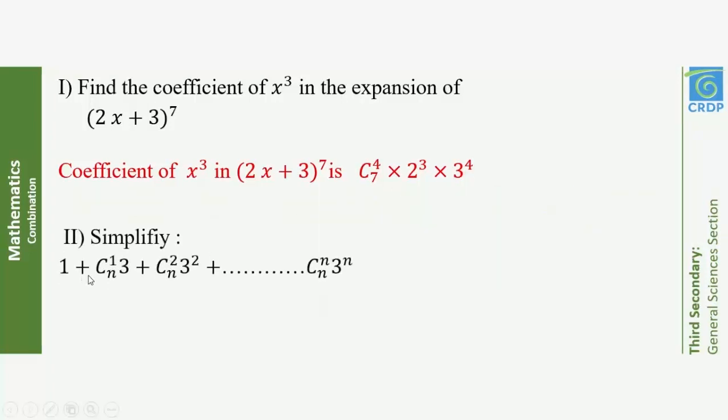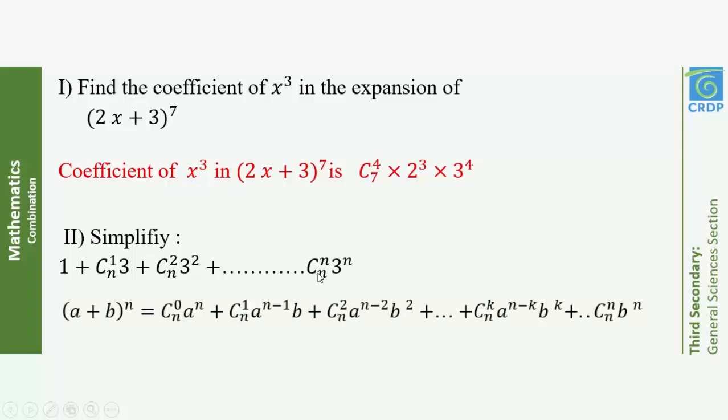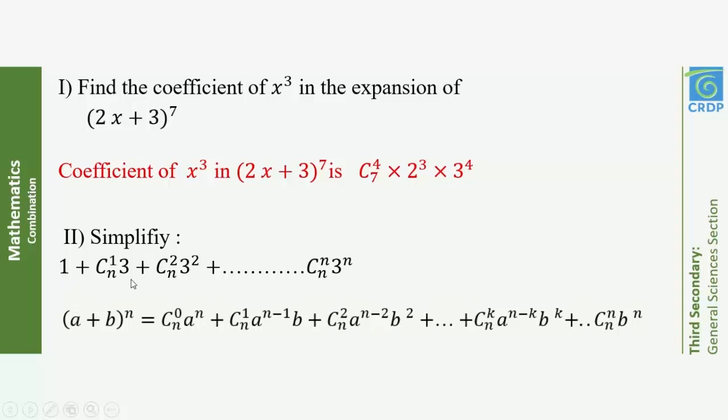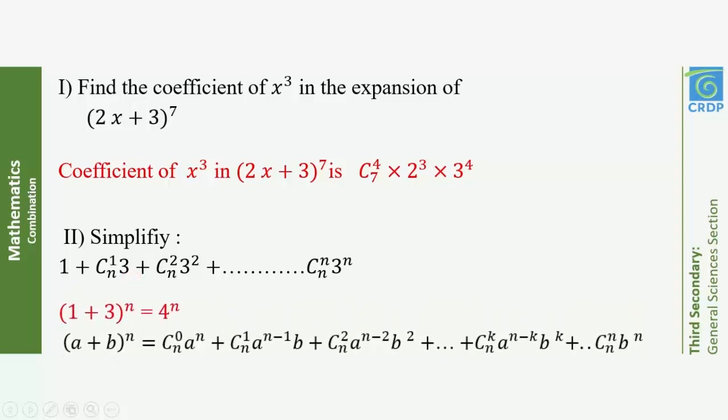Another example, we have to simplify 1 plus C(n,1)·3 plus C(n,2)·3 squared and so on. We can compare this to the expanded form of the binomial of Newton. We get that a is equal to 1 and b is equal to 3. Let's replace it in the binomial form. I have (1 + 3)^n, which gives 4^n.